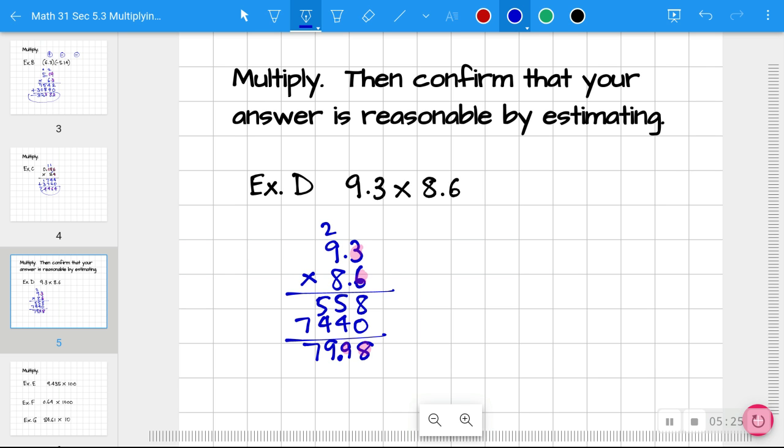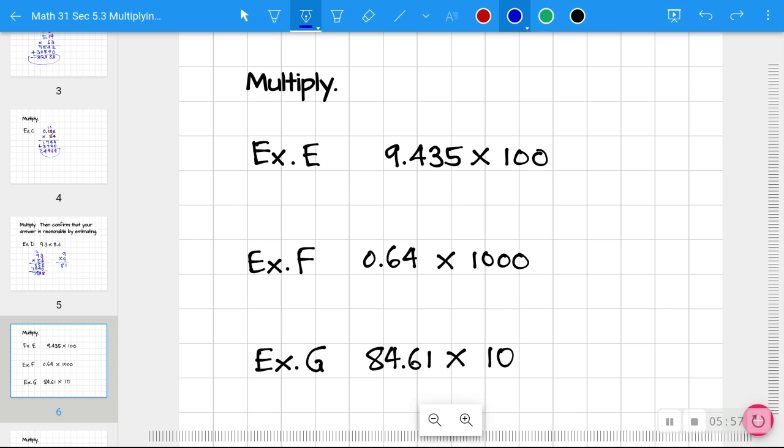So now we're going to come over to the side and estimate to see how close our answer is to the original here. This first number is close to 9. And this number is close to 9. So when we estimate, we should get an answer fairly close to 81, and this one is very close to 81. It's very close to 80, and 81 isn't that far off. So very good estimate. Our numbers are reasonable.